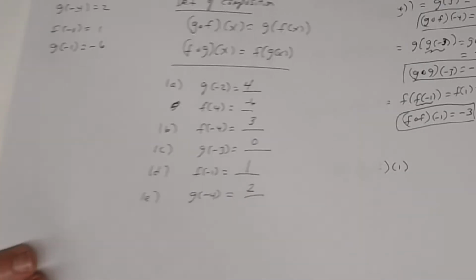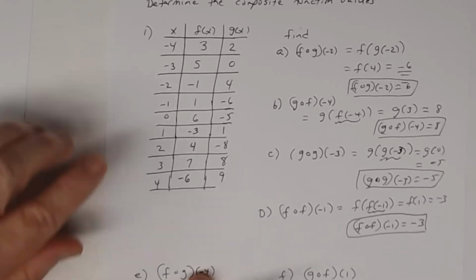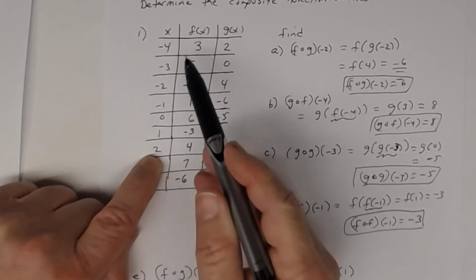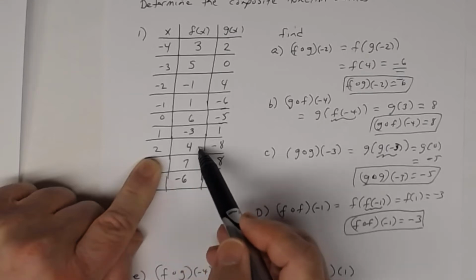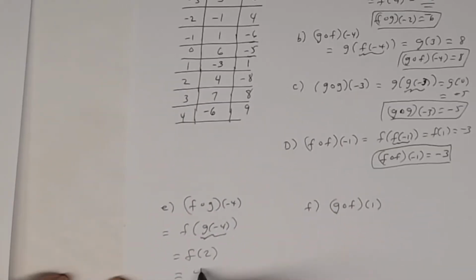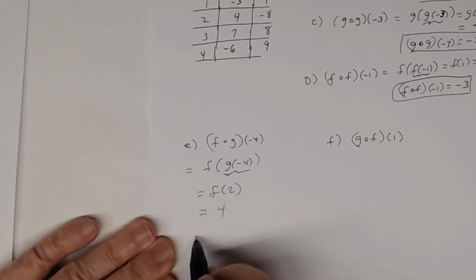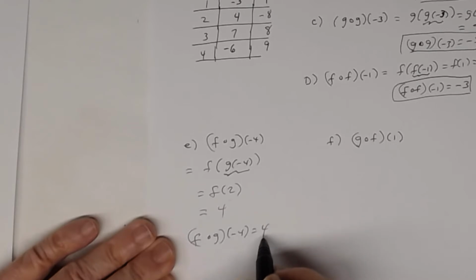So when x is 2, I keep pulling this over. When x is 2, that's this right here, f of 2 is 4. So what that means is that this right here equals 4. So f composed with g at negative 4 is 4.